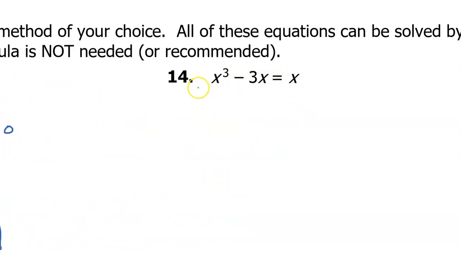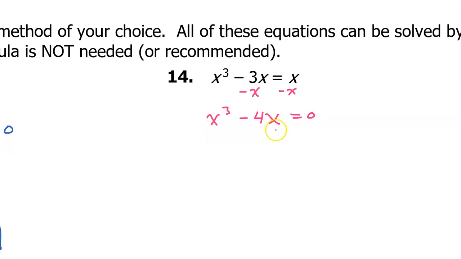All right, take a look at number 14. We still want to get 0 on one side. Whatever you do, resist the temptation to divide everything by x. You never want to divide by a variable because you're probably accidentally dividing by 0 when you do that. Instead, get 0 on one side. So I'm going to subtract x from both sides. That's going to give us x to the third power minus 4x is equal to 0.